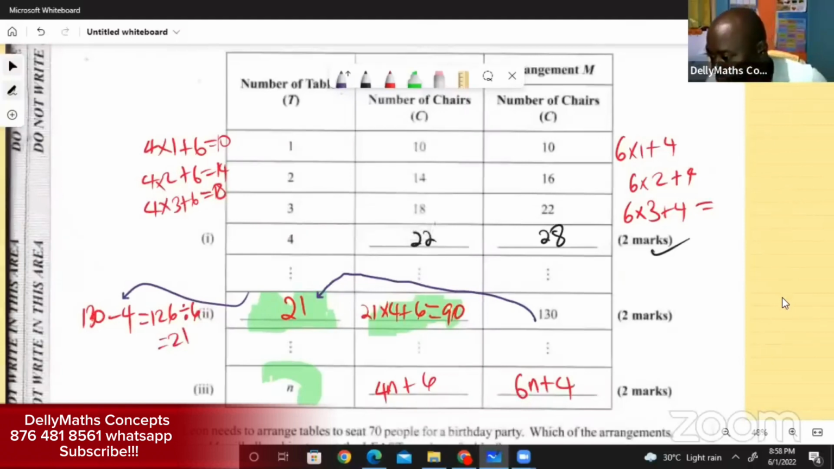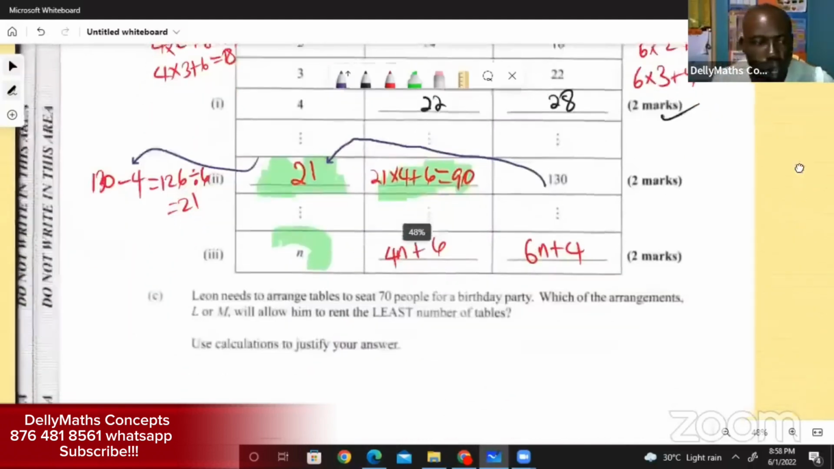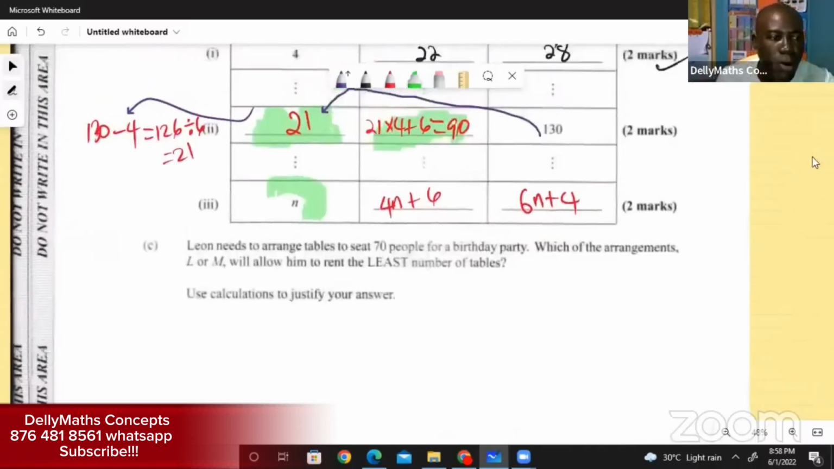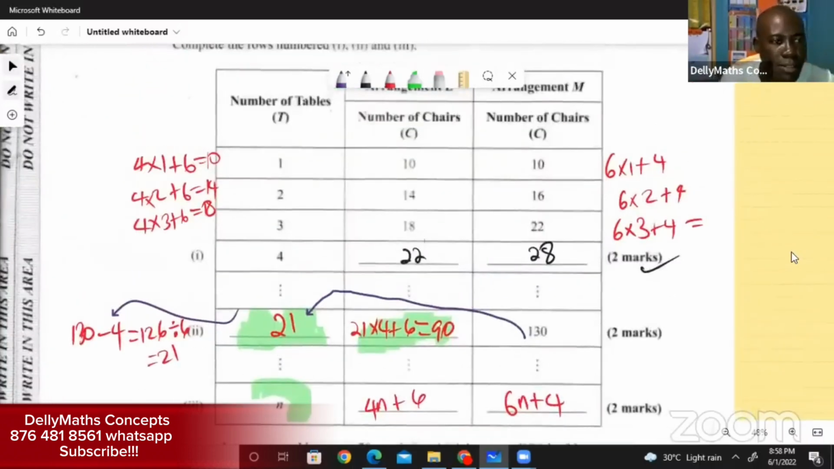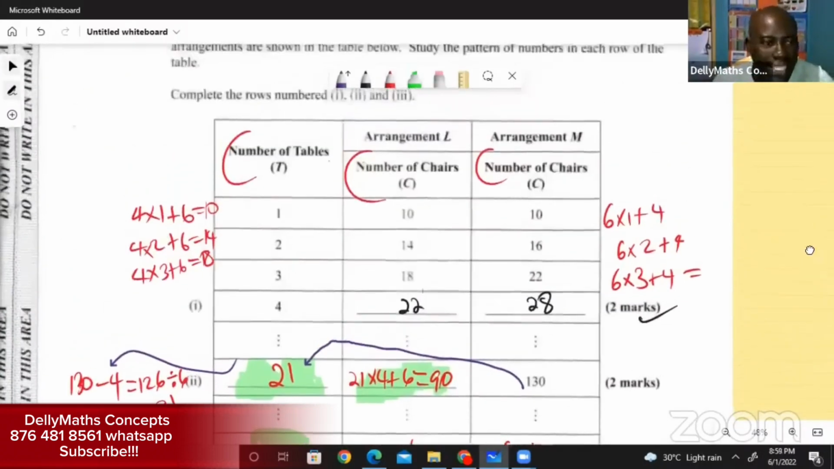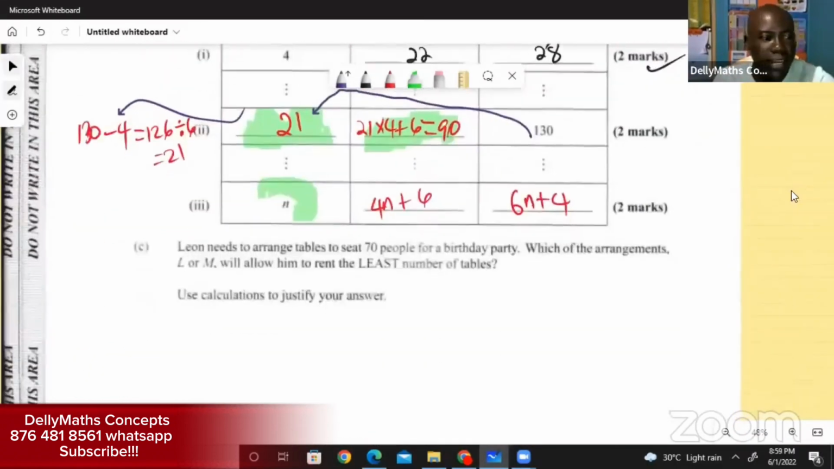It does not change. Right? Now, remember, we're dealing with tables and seating arrangements. There are 2 types of seating arrangement. We have an M and an L seating arrangement. So they are saying that Leah needs to arrange a table to seat 70 people, meaning 70 chairs. 70 people refers to 70 chairs. All right? Which of the following arrangements will allow him to rent less?